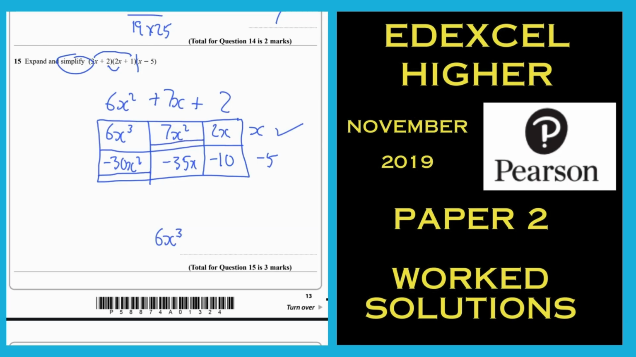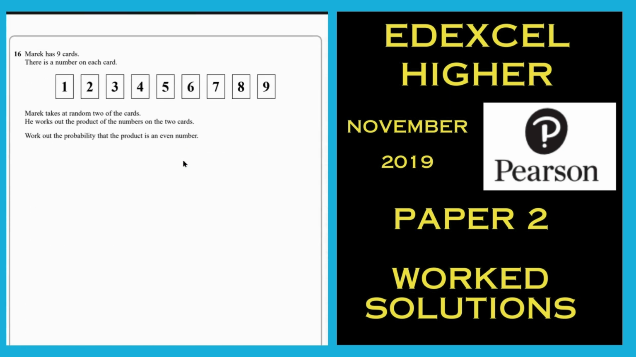And if you hate negative numbers, reach for your calc. This is where you can actually use your calc to help you with algebra. -30 plus 7 is -23 x squareds. Same again, use your calc if you need to. -35x plus 2 is -33x. And then you've got this plus c, the -10, on the end.